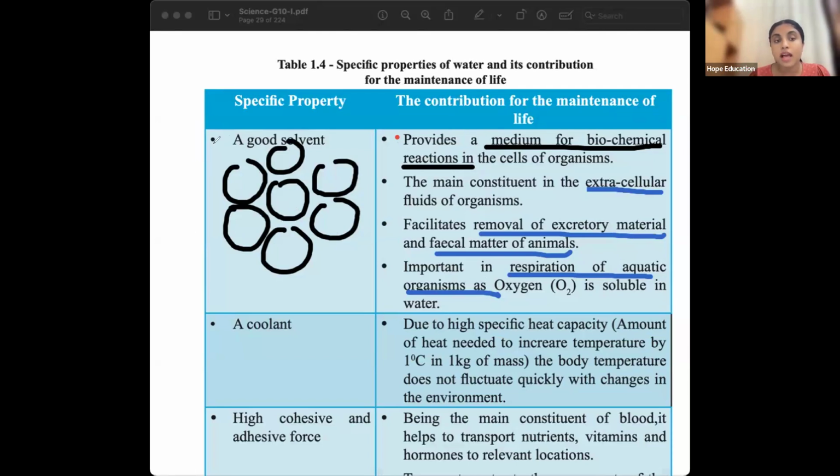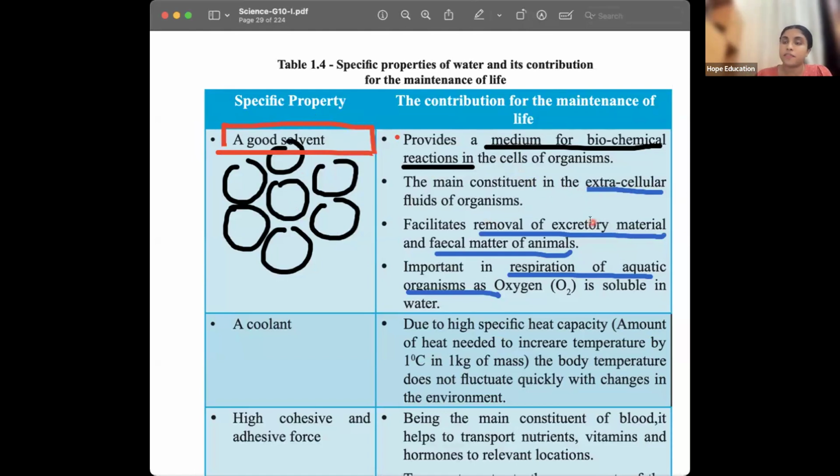So all of these examples show that water is a good solvent. It provides a medium for biochemical reactions, right? For all the biochemical reactions, water is a good solvent medium. Extracellular fluids, the fluids outside the cells, are water, a good solvent again. When we remove excretory material like feces, they mix in water and are released. So again, water is a good solvent there.